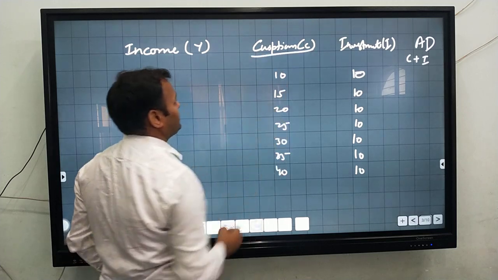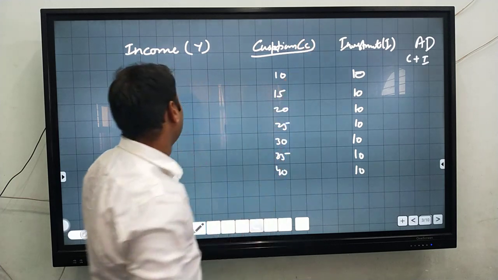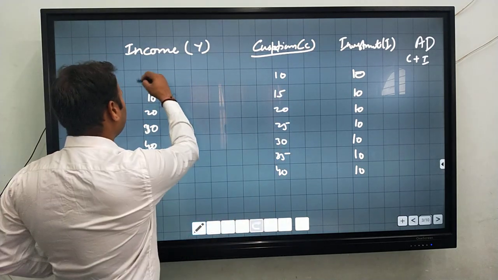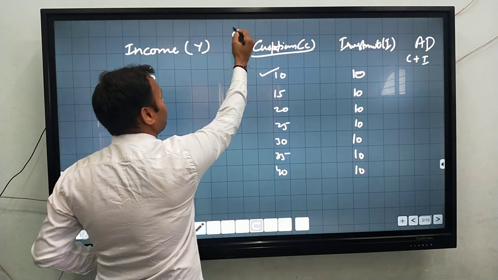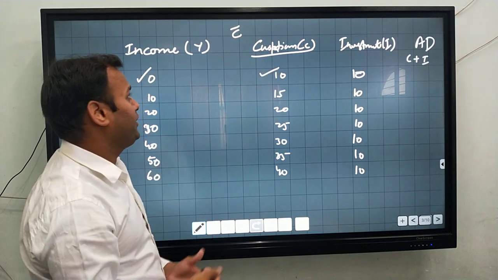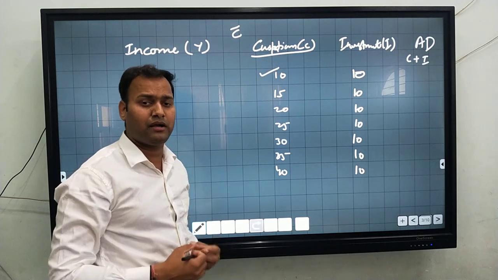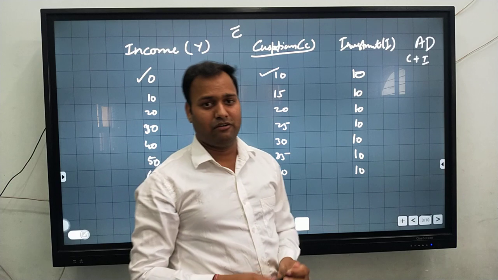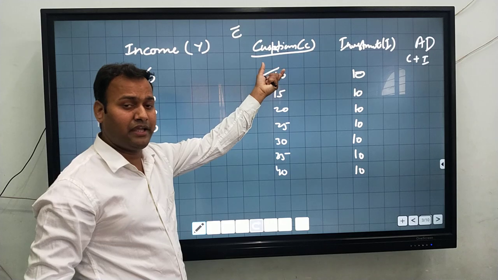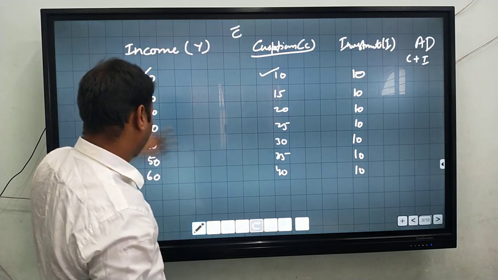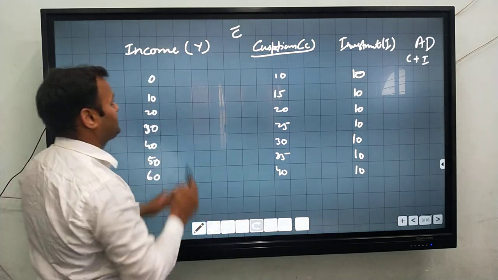Consumption is C. When the income is 0, the person will still consume some amount of goods and services. That is also known as C bar. We will discuss in a later video the meaning of C bar. C bar is autonomous consumption when the income is 0. Suppose my income is 0, but we need some food for survival. That consumption is called autonomous consumption. So for 0 income, consumption is 10.